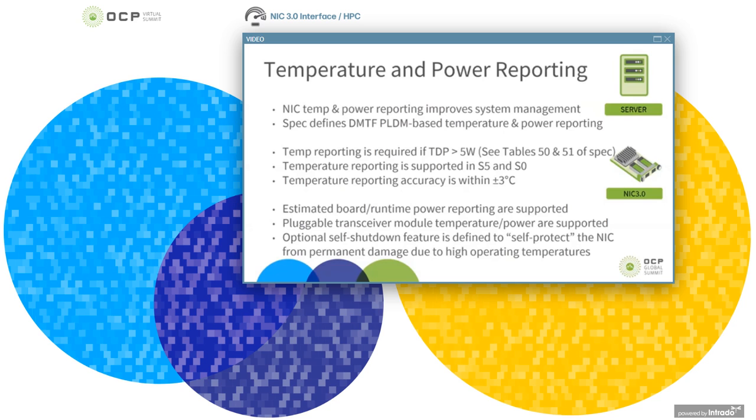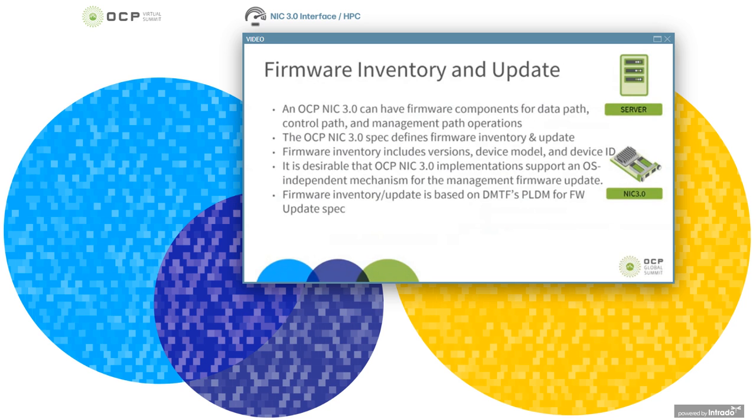The next feature we'll talk about is firmware inventory and updates. An OCP NIC 3.0 adapter can have multiple firmware components. They may be applicable to the data path, control path, or management path operations. The OCP NIC 3.0 spec defines firmware inventory and update capability, and that firmware inventory includes the capability to retrieve the version information, device model, and device ID details.